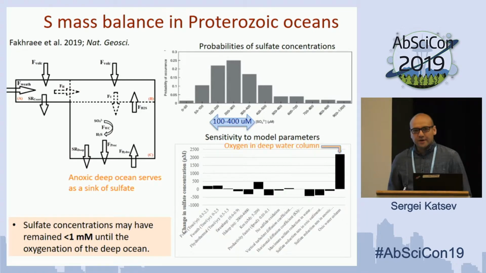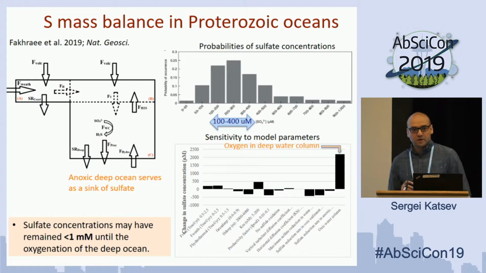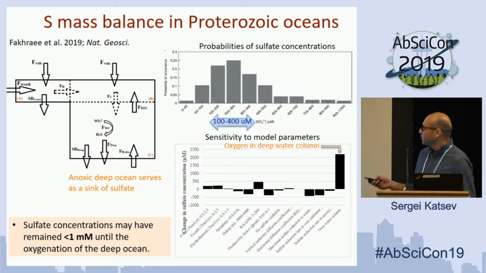If we carry simulations further in time into the Proterozoic, we could look at the sulfur budget in the Proterozoic ocean. So in a fairly simple model that considers coastal ocean, surface deep ocean, and deep ocean, for realistic input and output fluxes, what we seem to have is that sulfate concentrations were in the hundreds of micromolars. They were not as high as previously believed.